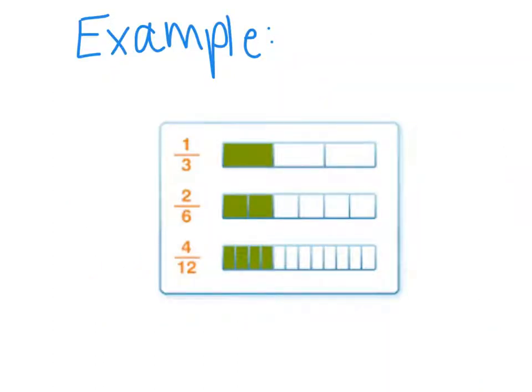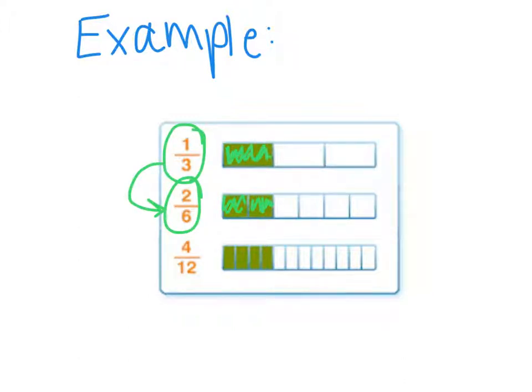If we take a look at this example showing the thirds relationship, we have 1/3 here, and you'll see that 1 out of 3 rectangles is shaded in. Then they're telling us that 1/3 is equal to 2/6, because if we draw the same length rectangle and split it into 6 parts, you'll see that 2 out of those 6 parts matches up with 1 out of those 3 parts.